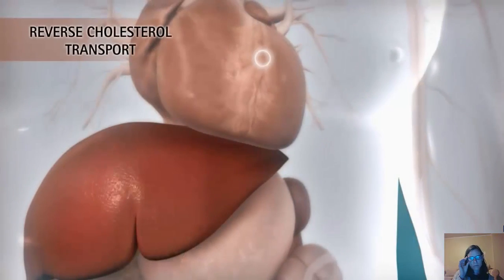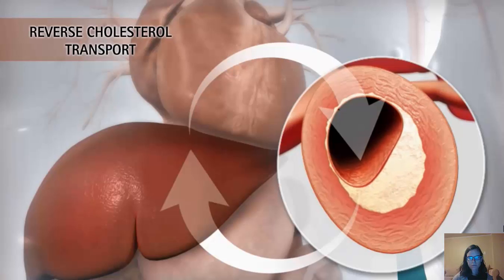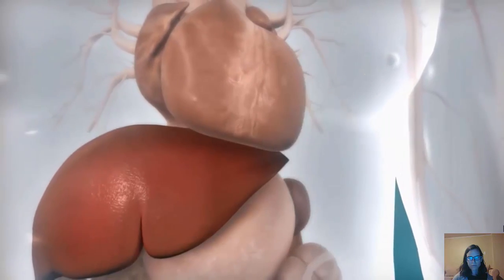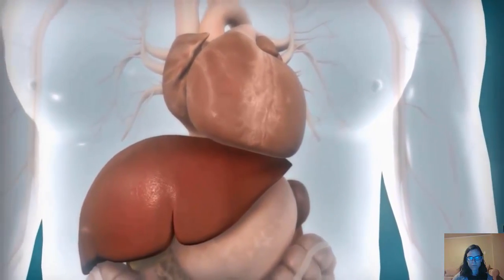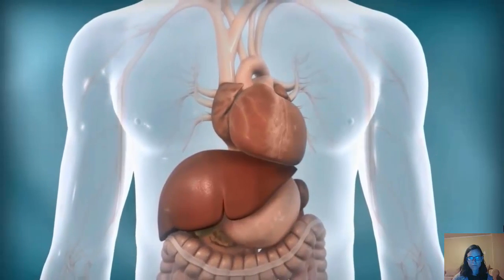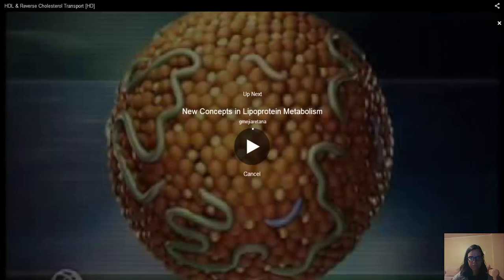HDL plays a critical role in reverse cholesterol transport by delivering cholesterol from plaque in the peripheral macrophages to the liver, where it is processed for excretion from the body. The net effect of HDL in the reverse cholesterol transport pathway is the removal of cholesterol from plaque and the potential reduction of cardiovascular risk.